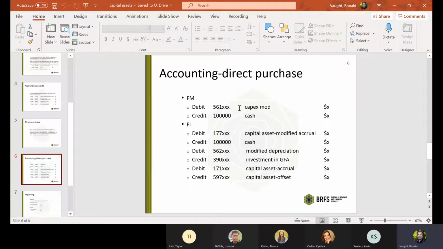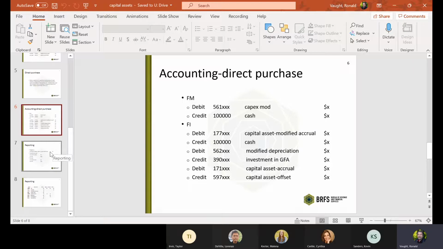Now, accounting for a direct purchase in FM is to hit that 561 account, where in FI we do somewhat similar to what happens with the project cost, but instead of hitting the 595, we're crediting cash. But the rest of these entries are the same as if it was a project. That part of the settlement process remains the same. And again, that happens during the month-end settlements.